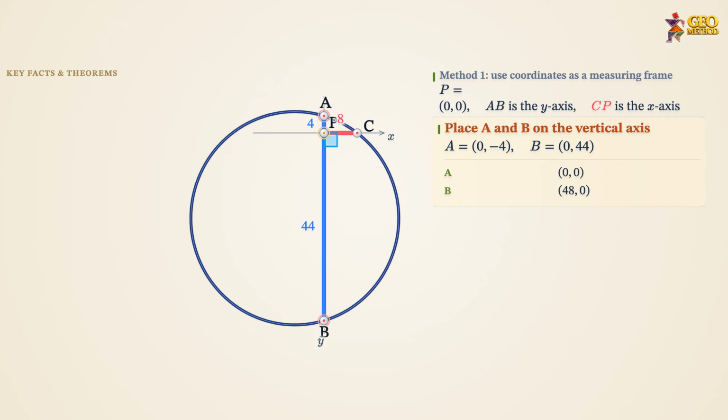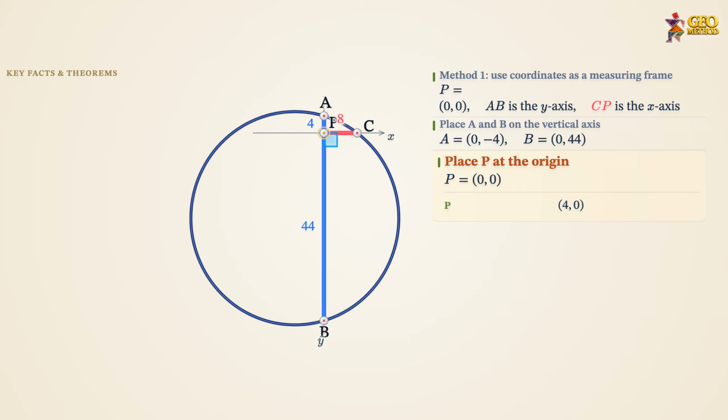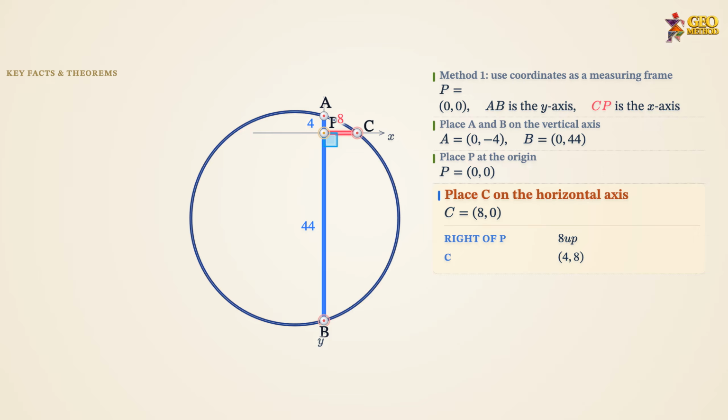Since A is 4 units above P and B is 44 units below P, write A as (0, -4) and B as (0, 44). Point P is the origin, exactly where the two perpendicular directions meet. Because segment PC is 8 units straight to the right, C is (8, 0).